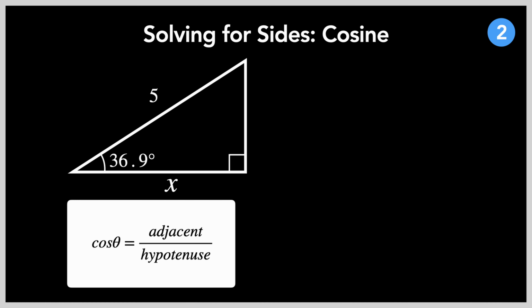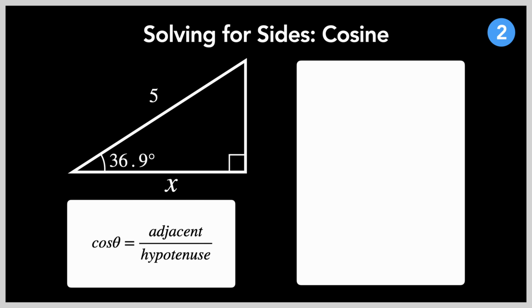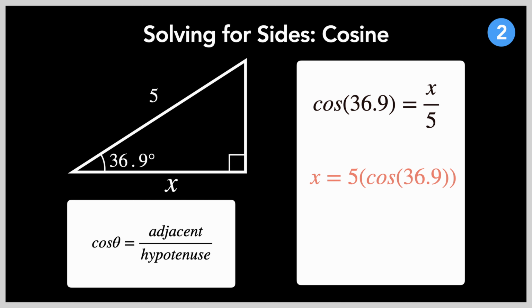Next, in this example of using cosine to solve for the adjacent side, we are given two values that we need in order to solve for length x, theta and the hypotenuse. Abiding by the principles of cosine, the cosine of 36.9 degrees would be equal to x over 5 in this example. By rearranging the equation to make x the subject, we can see that x is equal to 5 times the cosine of 36.9, obtaining an x value of 4.